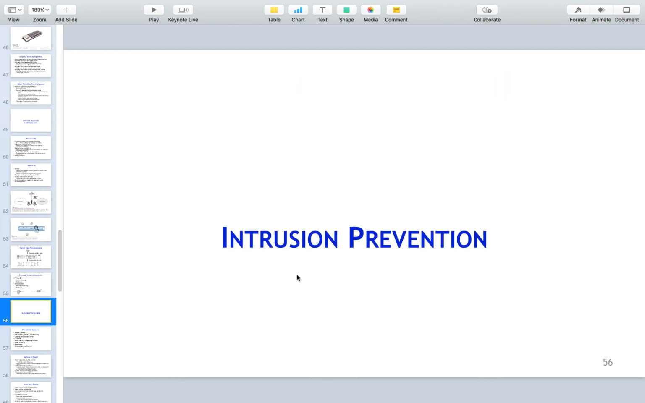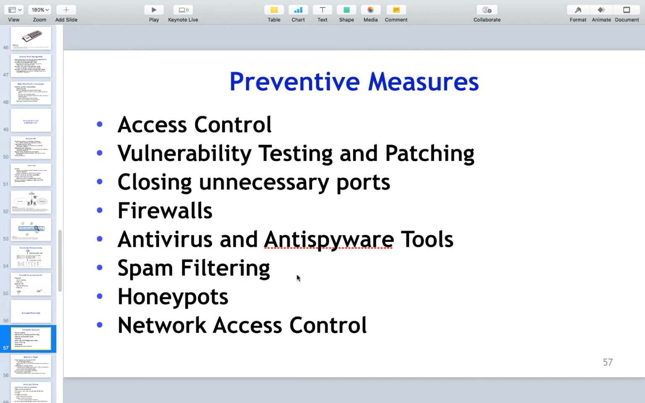Now, the difference between intrusion detection systems and intrusion prevention systems. Just hang on with me a little bit longer. I want to make sure you understand this distinction. It's very easy. What does an intrusion prevention system do? Some of the preventative measures.